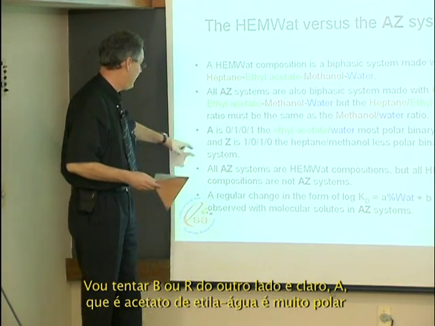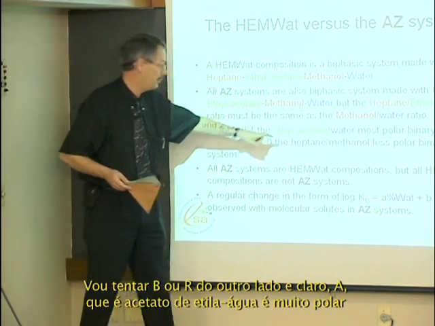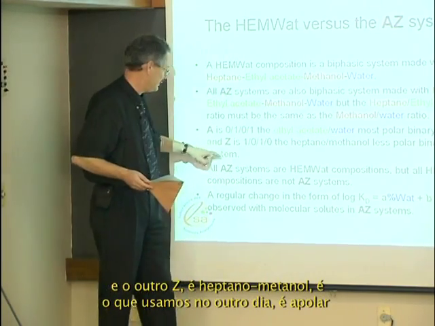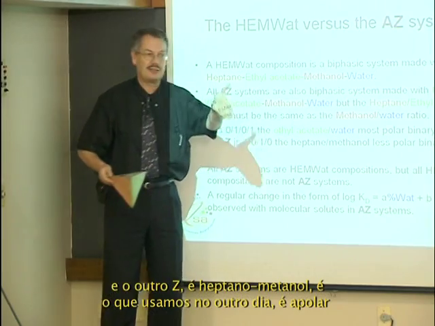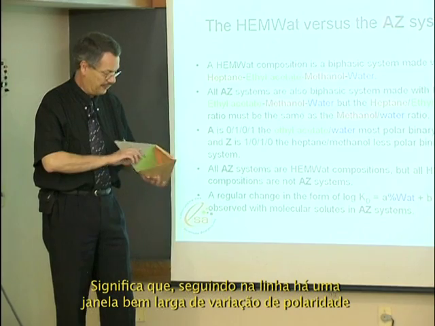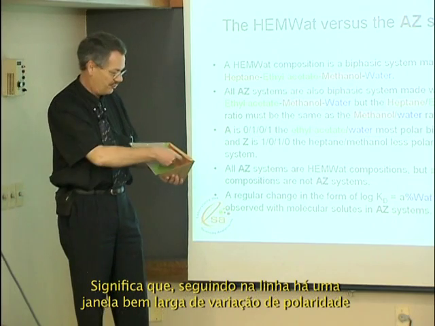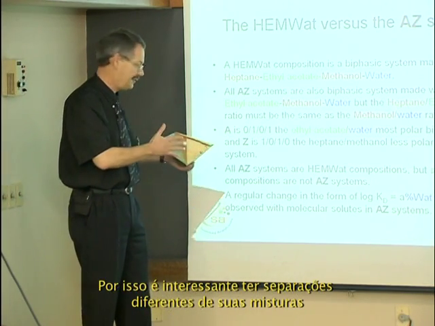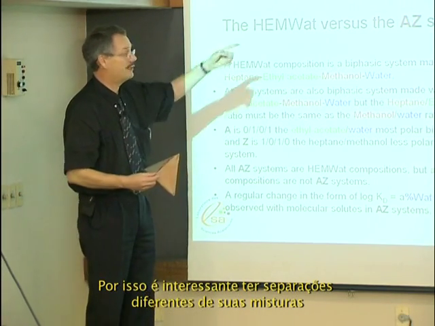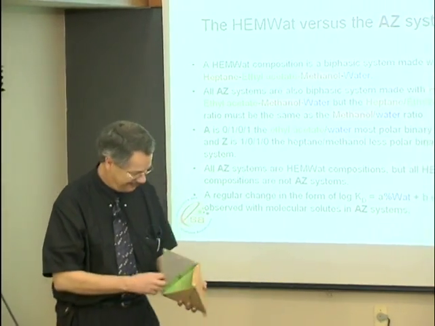And of course, A, which is ethyl acetate water, is very polar. This is 100% water, ethyl acetate, that's a polar system. And the last one, Z, heptane and methanol, that's the one we used yesterday, it's very apolar. So it means on the line, going from one side to the other, you have a wide range of differing polarities. That's why it's interesting to get different separations of your mixture. And that was slide 12 out of 12. Thank you for your attention.